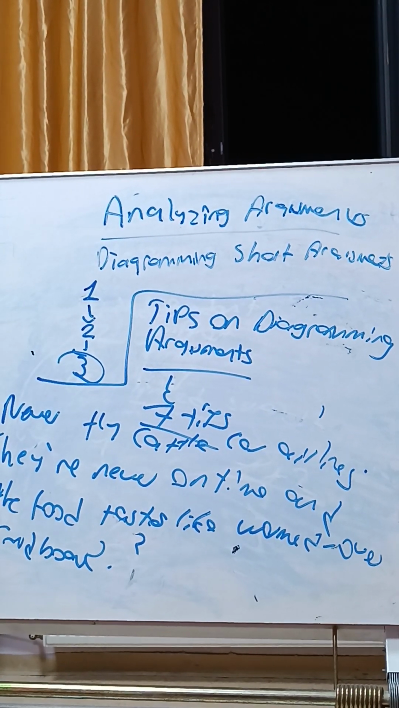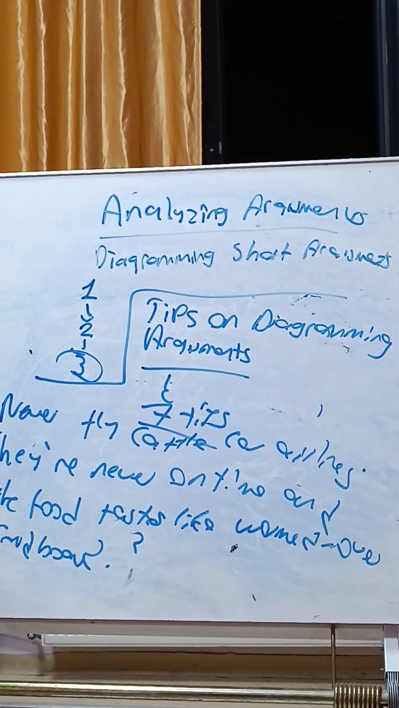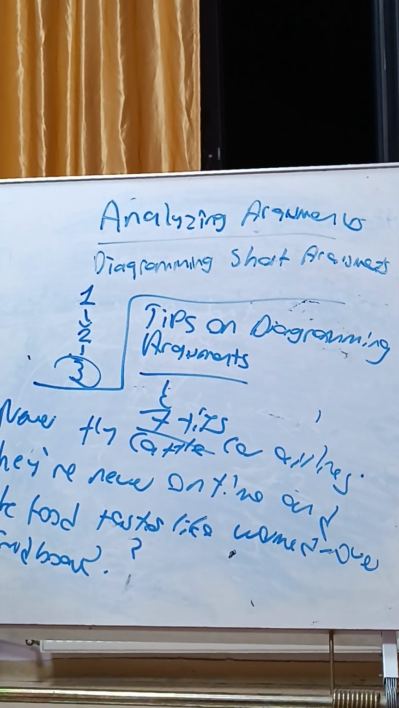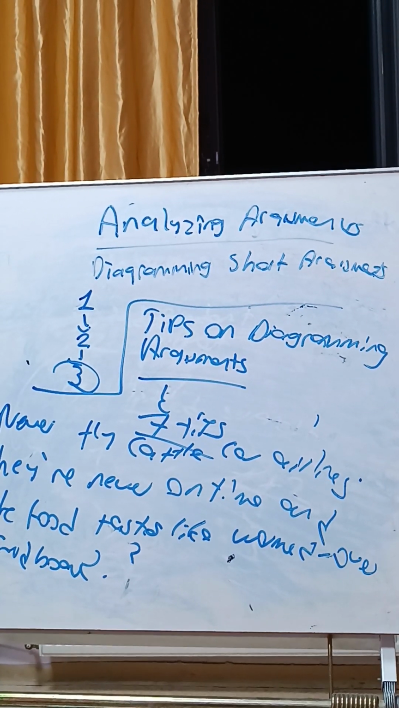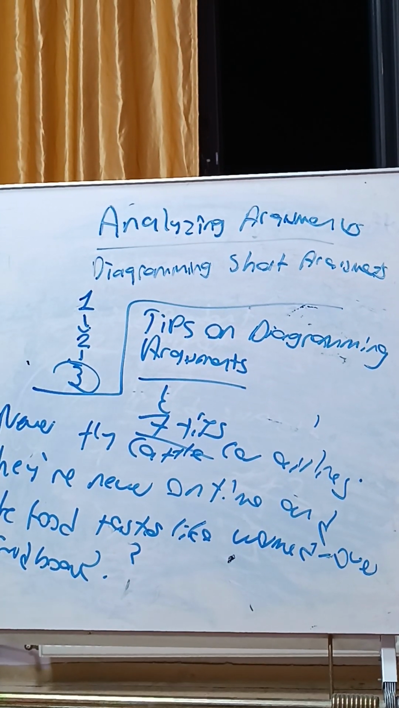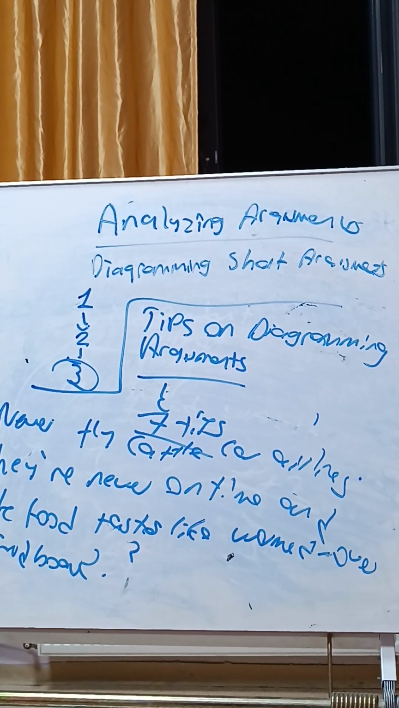The fourth one is treat conditional statements and disjunctive statements as a single statement. The fifth one is don't number or diagram any sentence that is not a statement. The sixth one is don't diagram irrelevant statements. And the last one is don't diagram redundant statements.